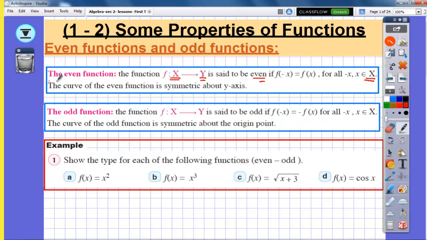Also, we can determine the even function from its curve, such that the curve of the even function is symmetric about the y-axis.